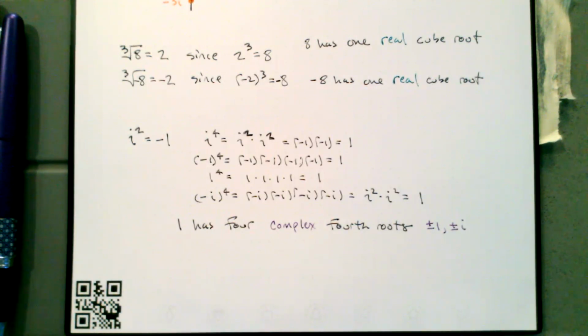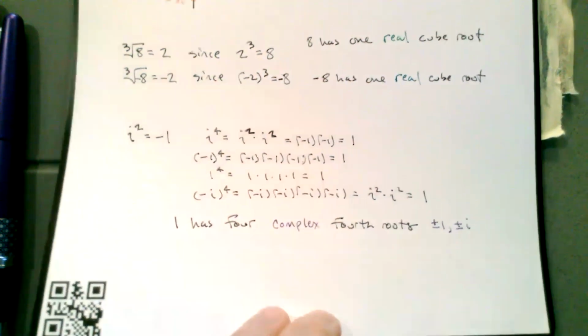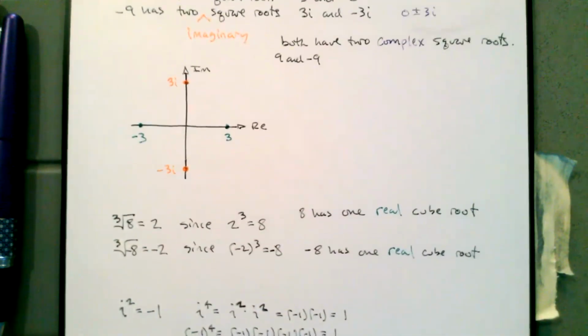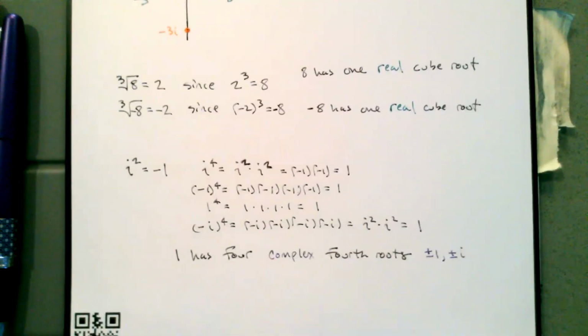Here's what we're wondering about. So we have 4 complex fourth roots. Back with square roots, we always had 2 complex square roots. Then with this odd one, we had 1 real cube root.